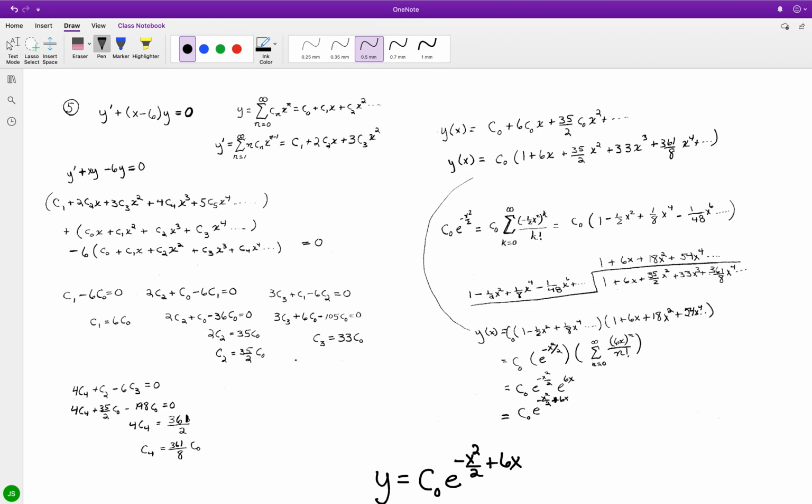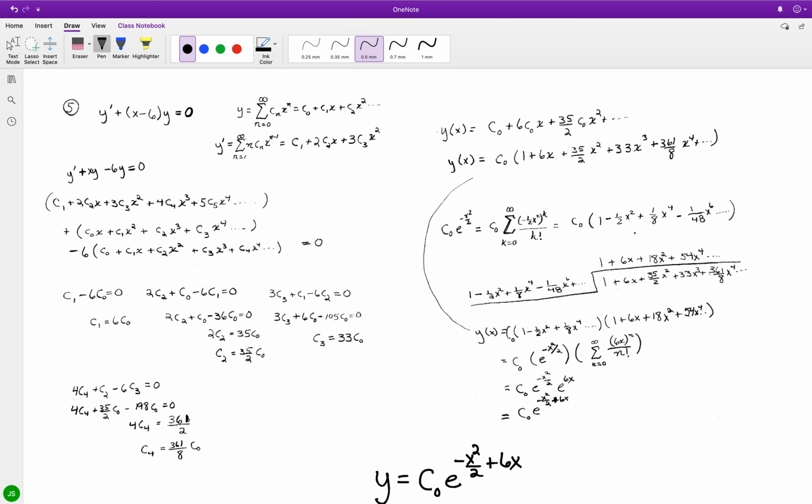And I will tell you, this is very complicated. A few years ago, this took me a while to ever get to the solution. So you have C1 in terms of C naught, C2 in terms of C naught, C3, C4, and we have for y of x. So again, you have C naught plus 6C naught, 35 halves C naught x squared. And now for what we have in terms of factoring, so we have C naught, you have 1 plus 6x, you got 35 halves, 33, and so on.